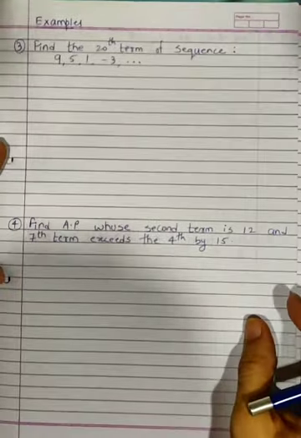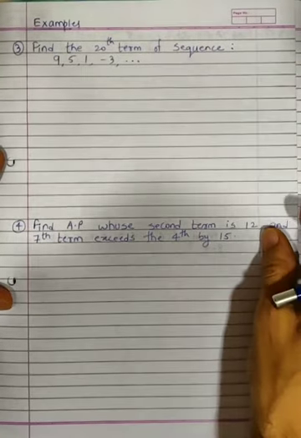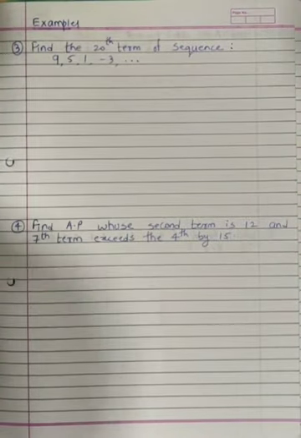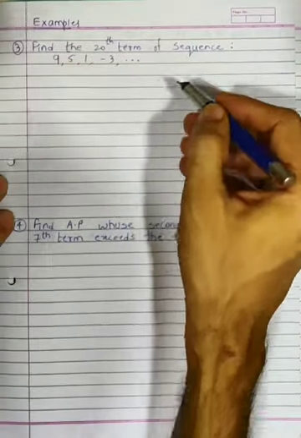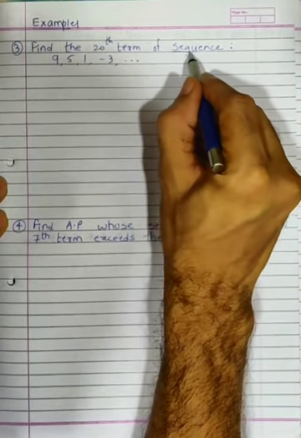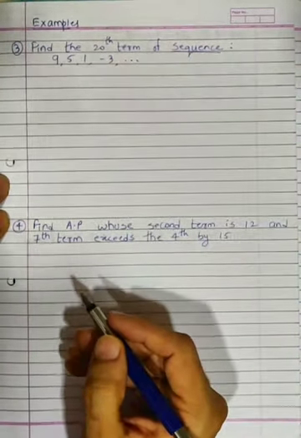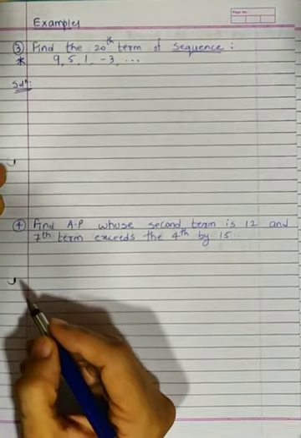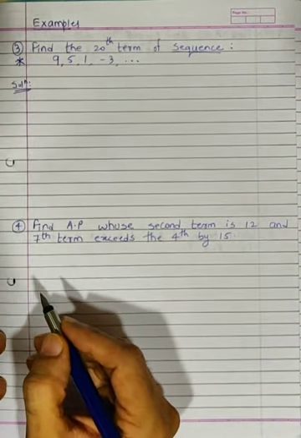I'm starting straight from example number 3 because 1 and 2 are very easy. Here they're asking us to find the 20th term of the sequence. Notice they have just told us that it's a sequence, but we don't know if this sequence is in AP or not. So first we'll find out the common difference. This is a one-star problem. Now what's the common difference here?